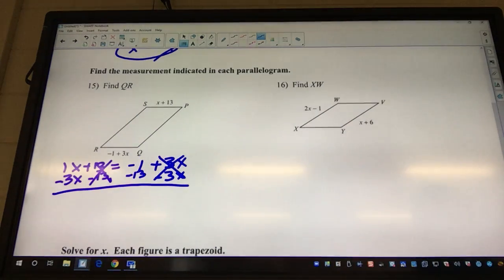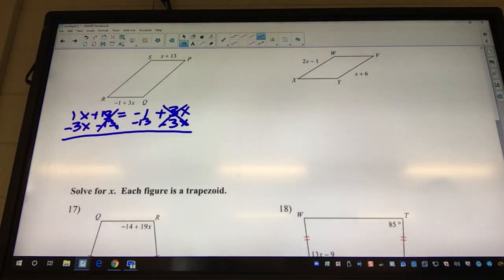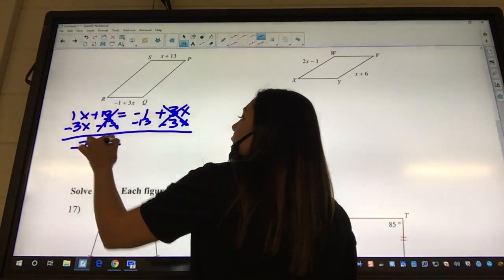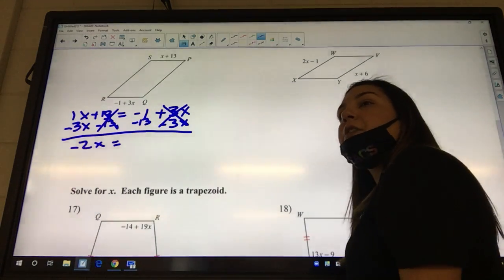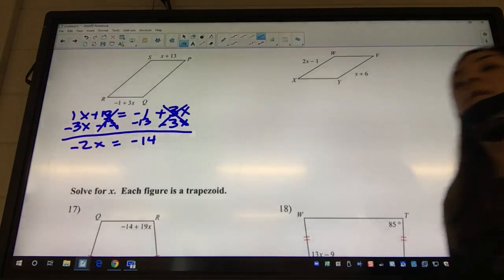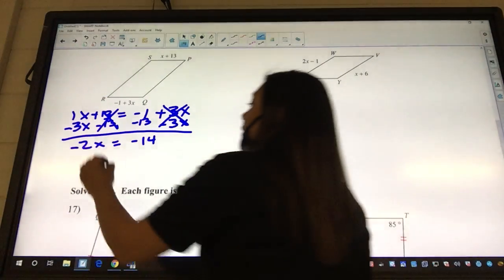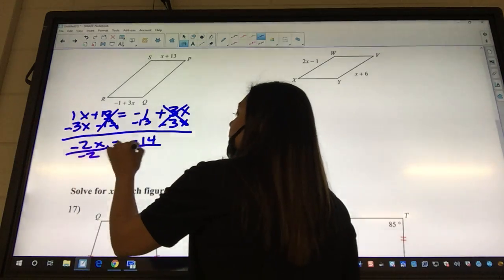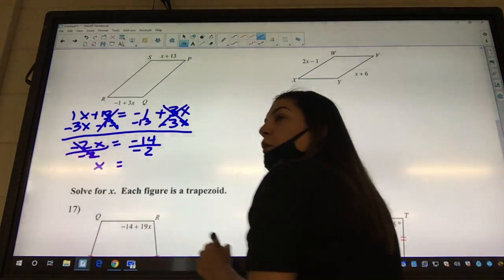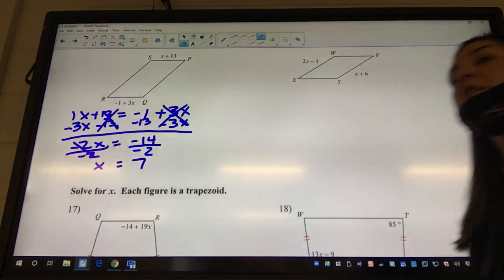Okay, so on the left I got 1 minus 3x. It's going to be negative 2x equals negative 1 minus 13. It's going to be negative 14. Then what do we do? Divide by negative 2. What's a negative divided by a negative? Positive. Okay, and then 14 divided by 2 is always 7. Okay, do we stop or keep going?